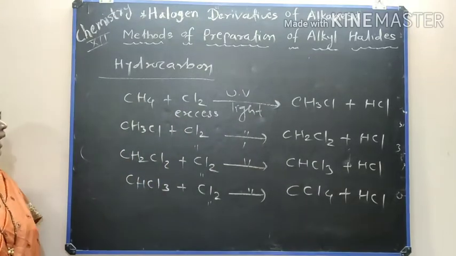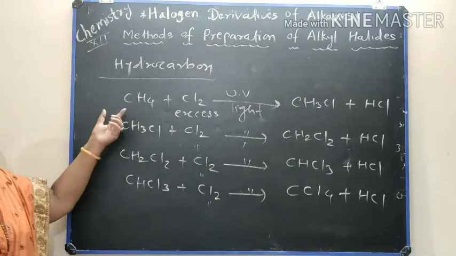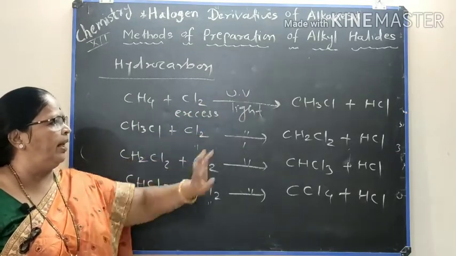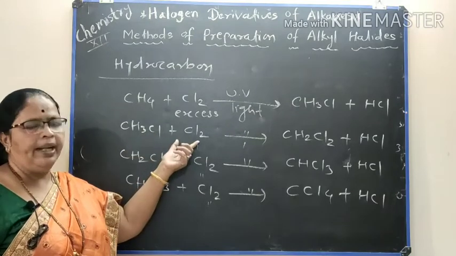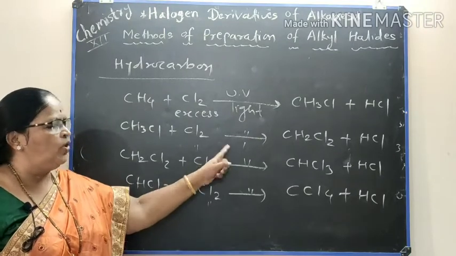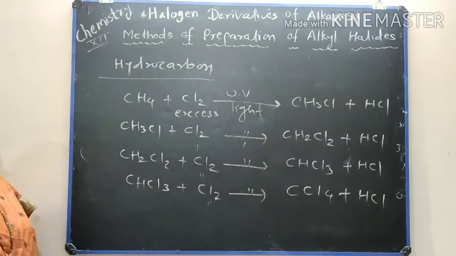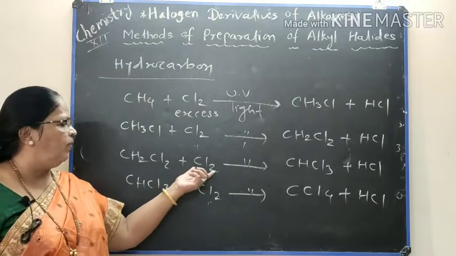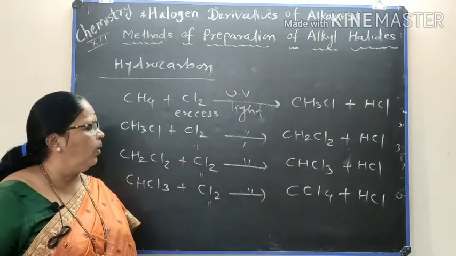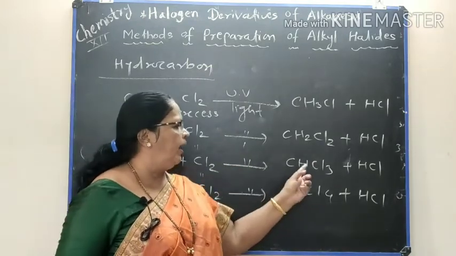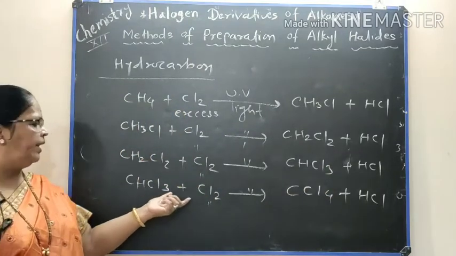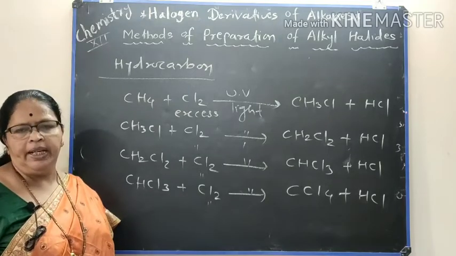Again this is a chain type of reaction. That means when methane treated with excess of chlorine in presence of UV light, it gives methyl chloride and HCl. Methyl chloride again react with excess of chlorine, it gives methylene dichloride and HCl in presence of UV light. Again this produced methylene dichloride react with excess of chlorine in presence of UV light, it gives the chloroform, that is trichloromethane with HCl. Again this chloroform treated with excess of chlorine, it gives carbon tetrachloride.